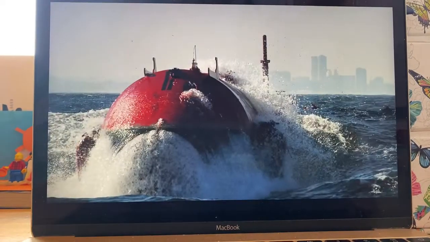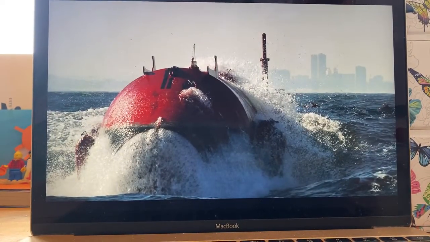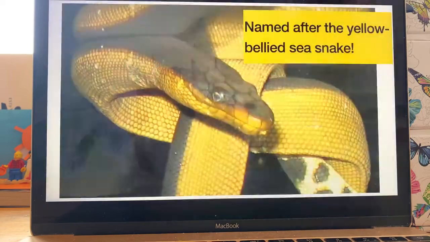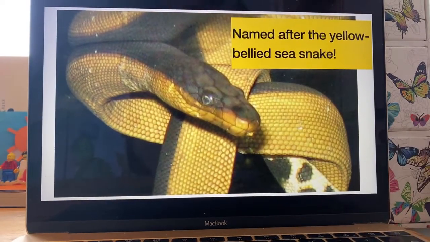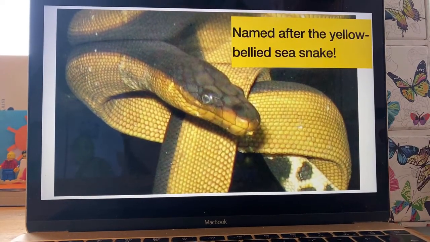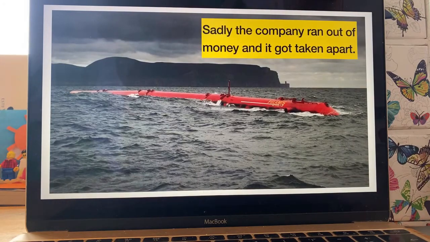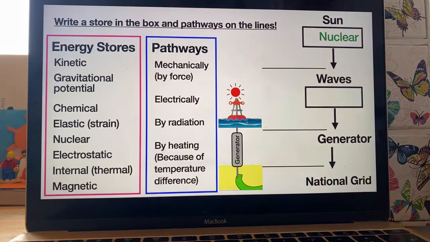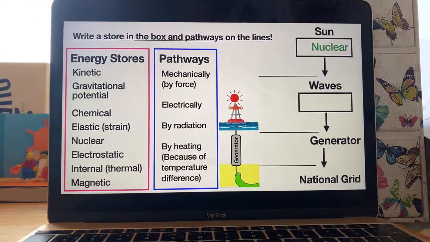It works in a similar way to the method that I just showed you. Look at it rearing its head out of the ocean. Isn't that beautiful? It is named, in fact, after the yellow-bellied sea snake. It's kind of a similar shape. It moves up and down and generated electricity that way. Sadly, the company ran out of money and it all got taken apart. So, you're probably not likely to get any questions on that, but it's interesting to see a real example. All right then, let's see if you can do this.